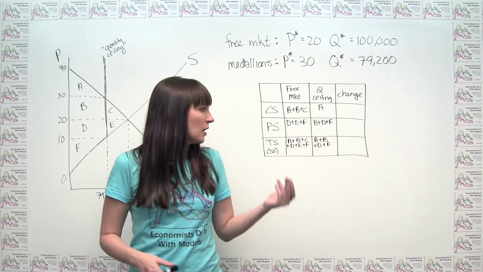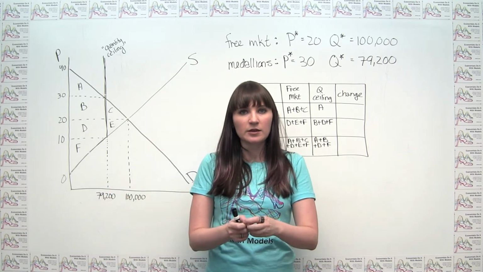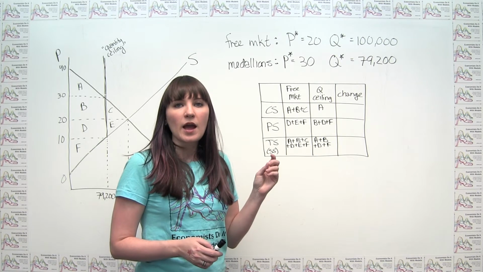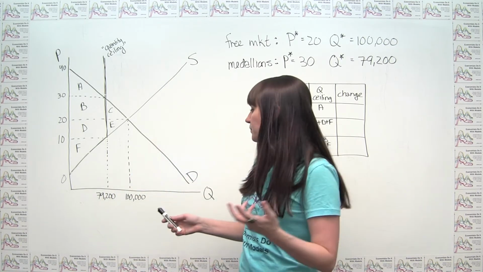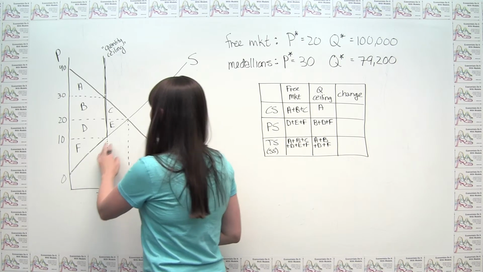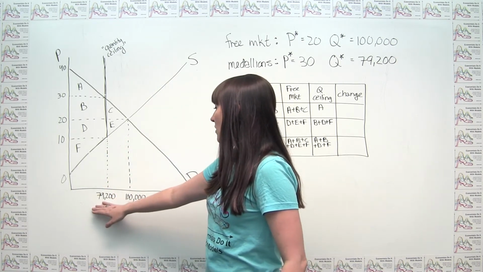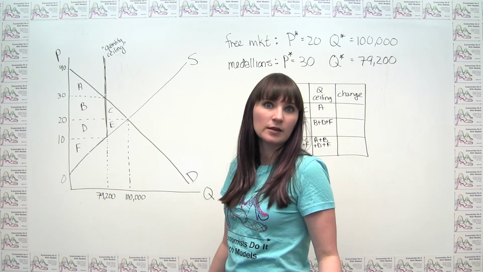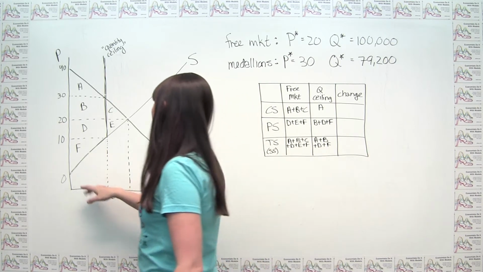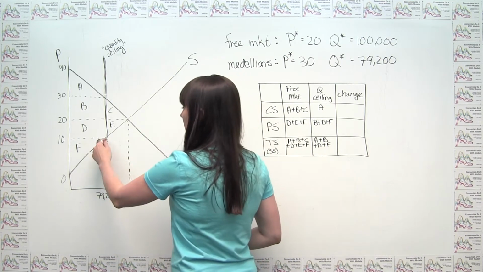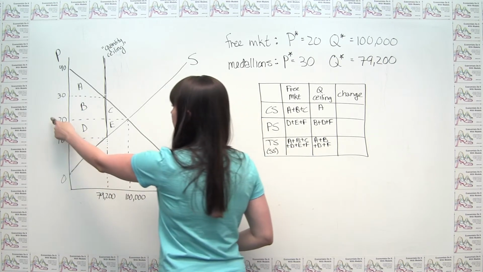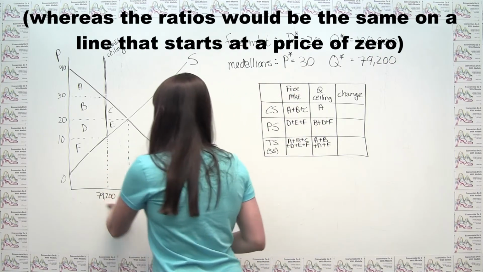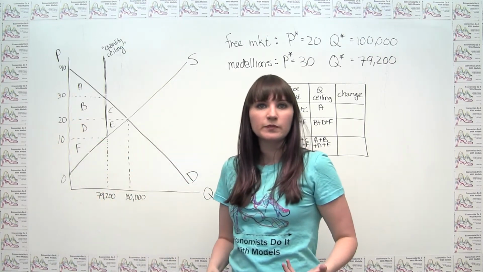Something's up. I stared at the numbers, went back to my calculator, and said, what is going on? And if you think about these numbers, you realize that what we drew here as a straight line is actually not to scale. That makes sense because the ratio of 10 to 79,200 is not the same as the ratio of 20 to 100,000. So we don't actually have straight lines.